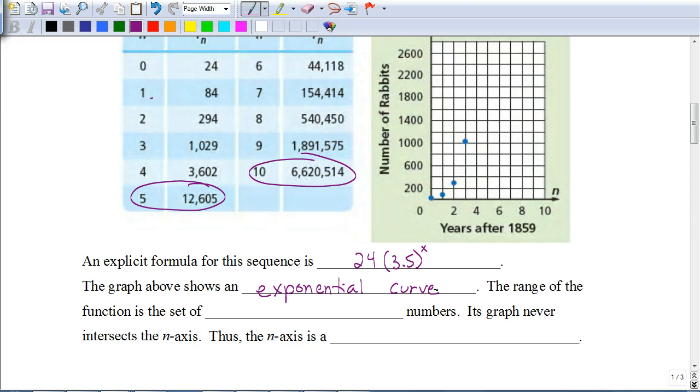And the range of the function is going to be the set of all positive real numbers, because remember, 0 is neither positive nor negative. The reason why we can say it's the positive real numbers is 0 is not included, because my range, my y's, the lowest amount is actually 24. Even though it looks like it's at 0, this is actually at 24 there. So in other words, the n-axis would be a horizontal asymptote.